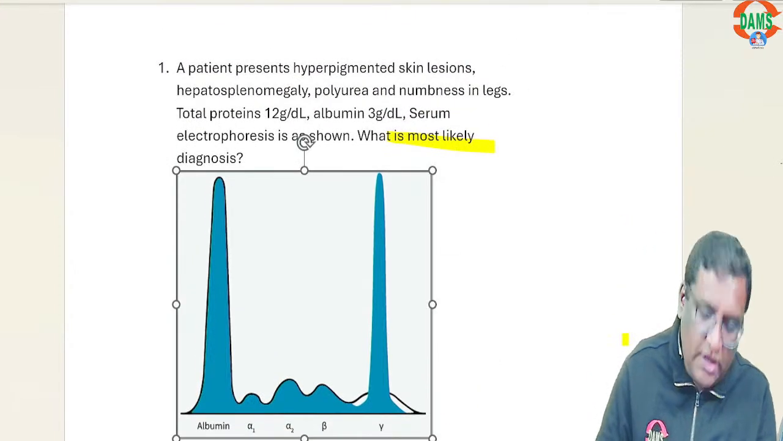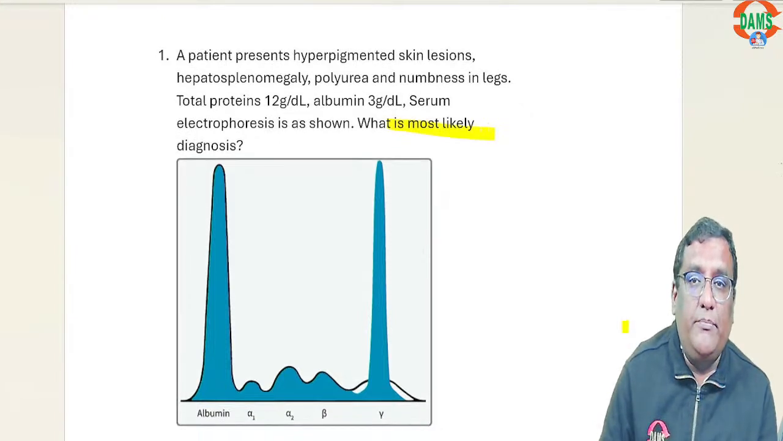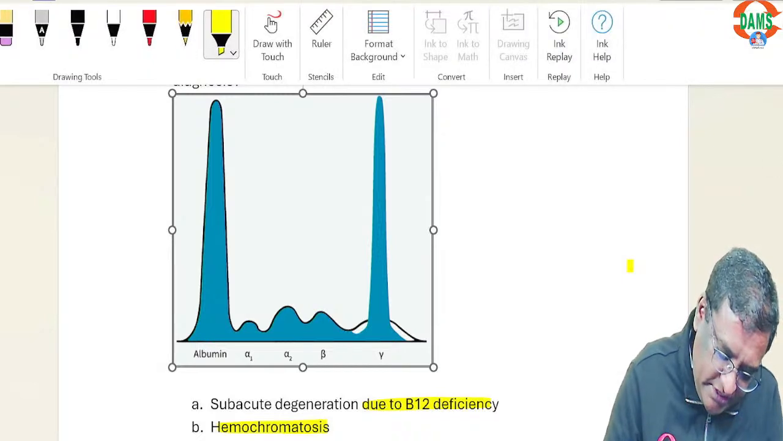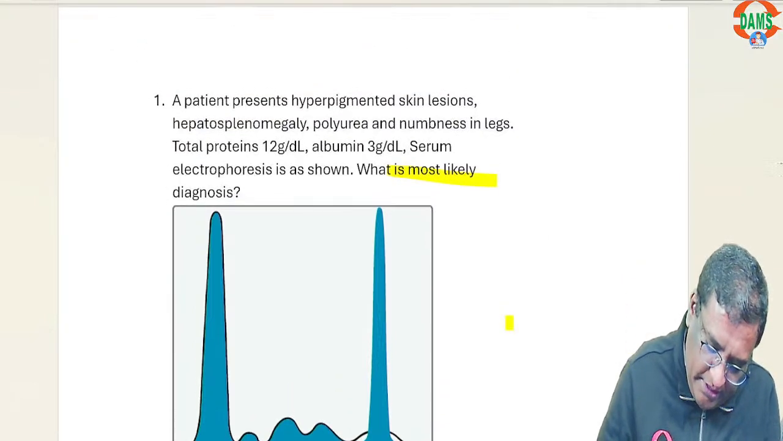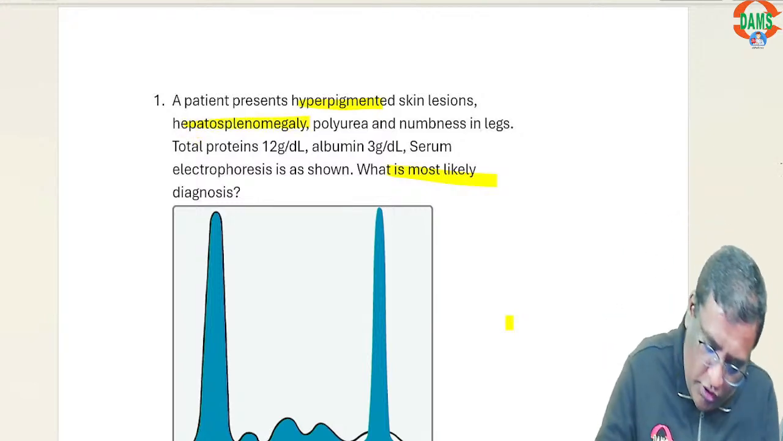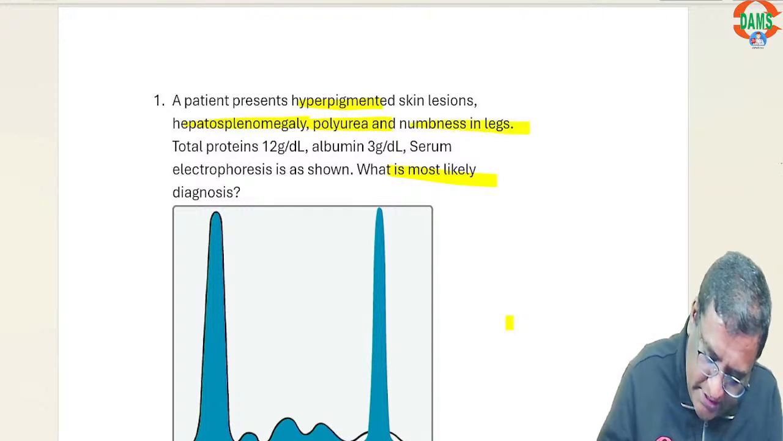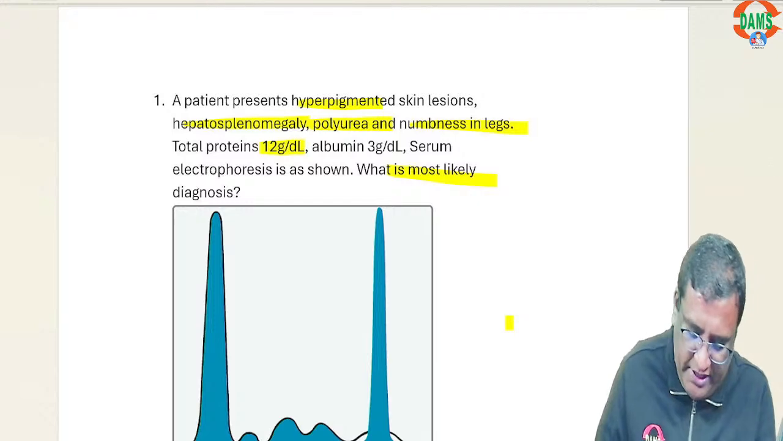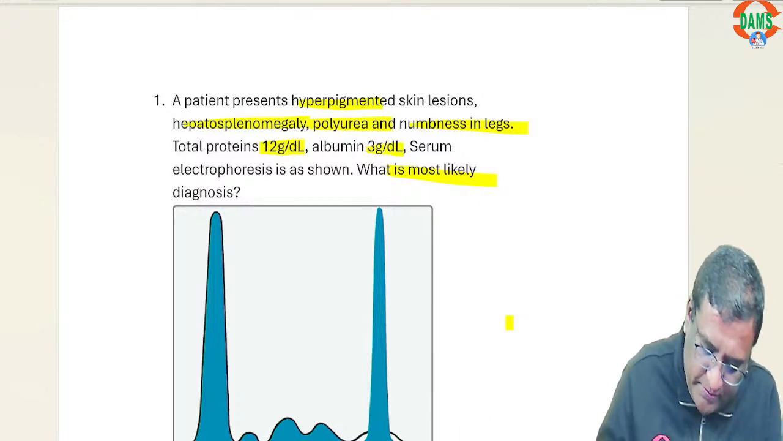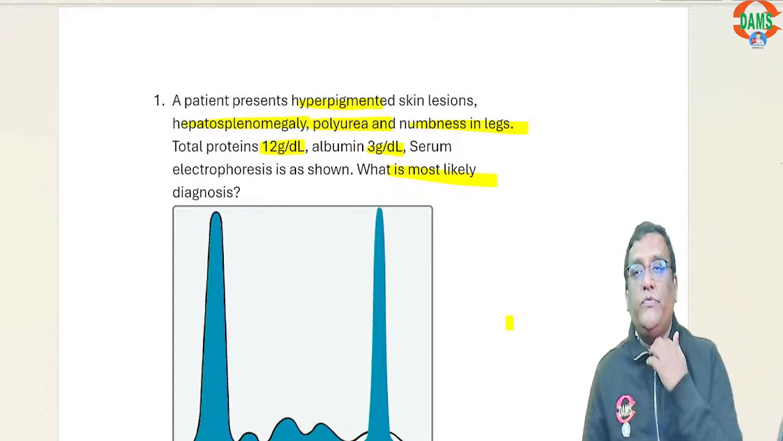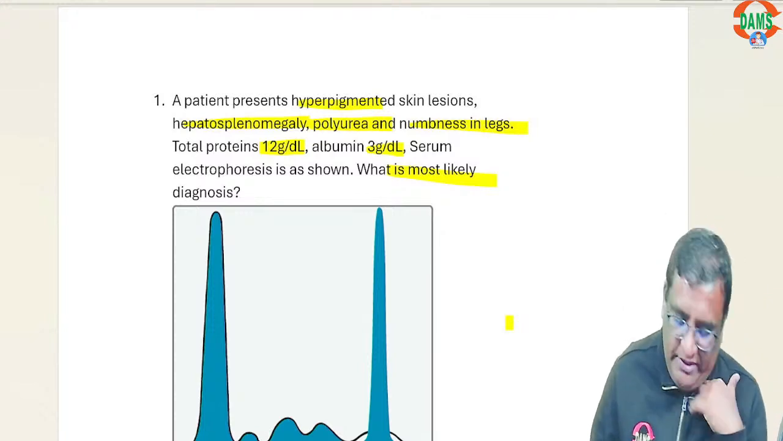A patient presents with hyperpigmented skin lesions. Hepatosplenomegaly is also there. Polyuria is there. Numbness in the legs is also there. Total proteins are 12 gram per deciliter. Albumin is 3 grams per deciliter. Serum electrophoresis is as shown below. Okay, so this is important. Let me start looking at it.